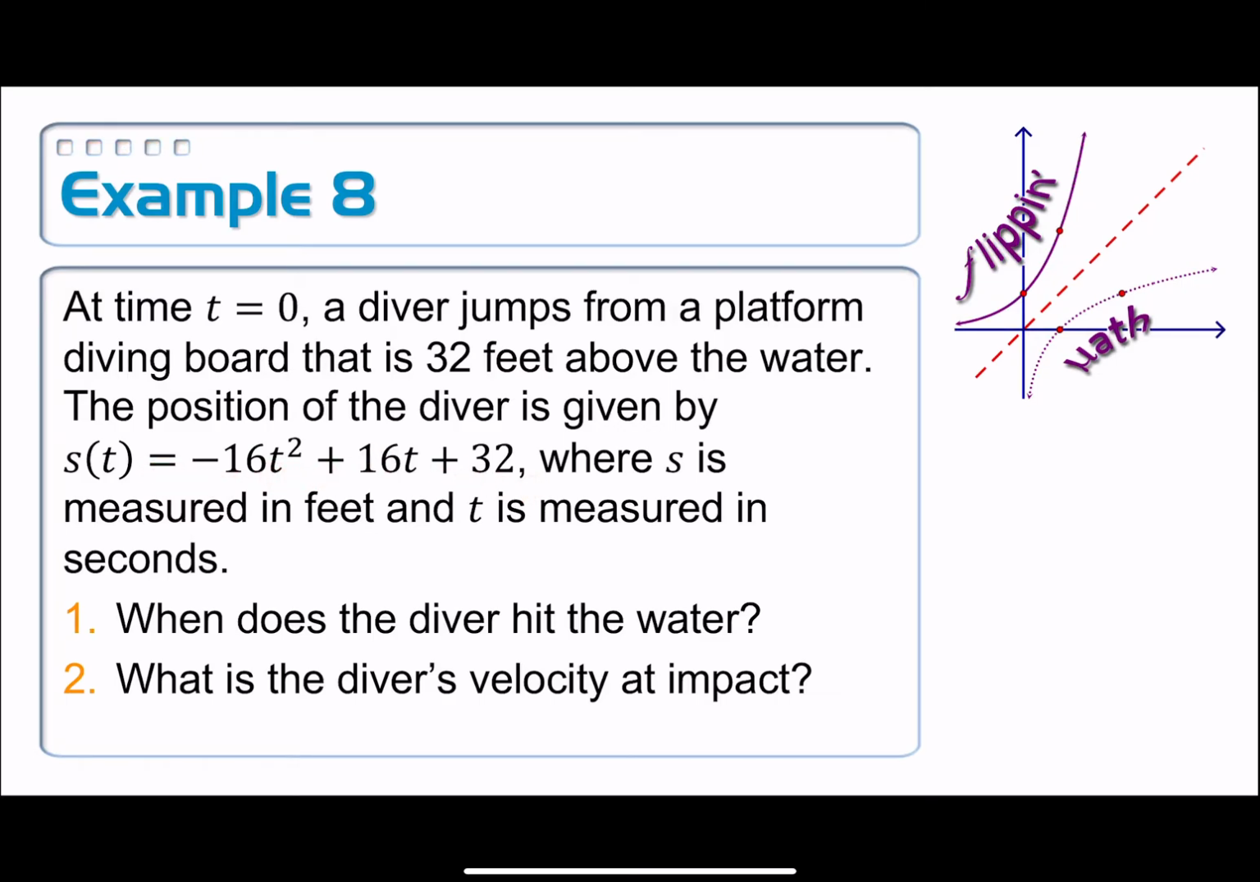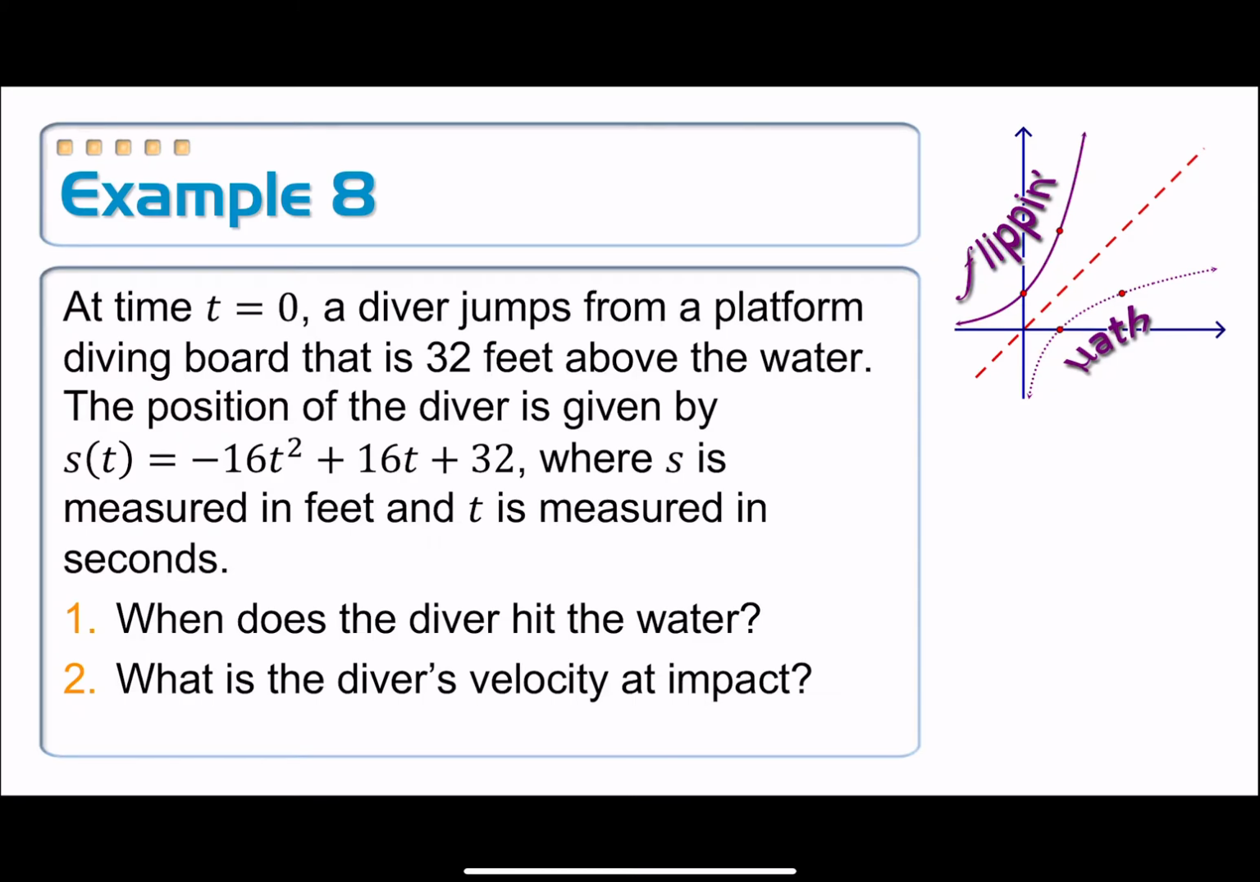We have two questions related to this position function. Number 1, when does the diver hit the water, which is strictly speaking a pre-calculus question? And number 2, what is the diver's velocity at impact? When it says velocity in any of these problems, you are assuming instantaneous velocity, which requires some calculus. At this point, it requires a limit, because that's the only way that we know how to, right now, calculate the instantaneous velocity. If a question wants average velocity, they will throw that word average in there.